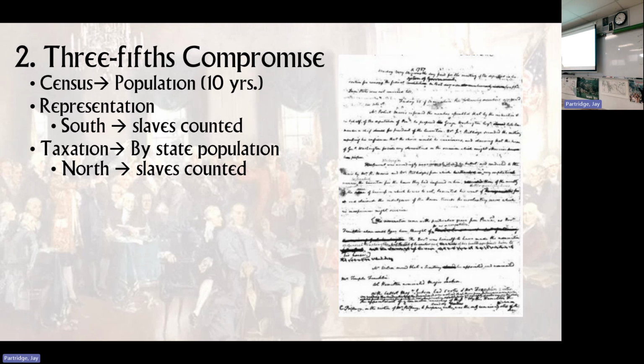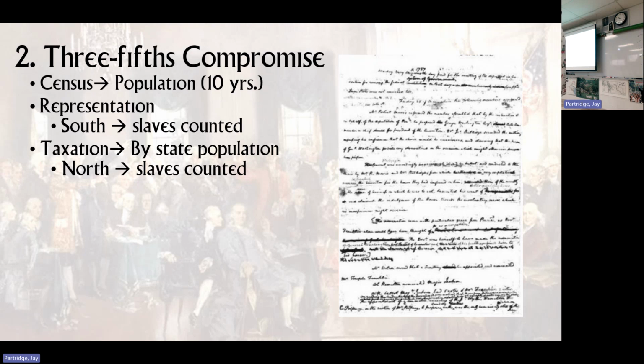Now, you'll notice something. I'm not talking about whether or not slavery should be illegal. They all knew slavery is horrific. They all knew it's immoral. They all would like a situation where they don't have it. And of course, those who have slaves or make money from it don't want to give it up. So this is not about slavery being legal or not. This is about counting them towards population.